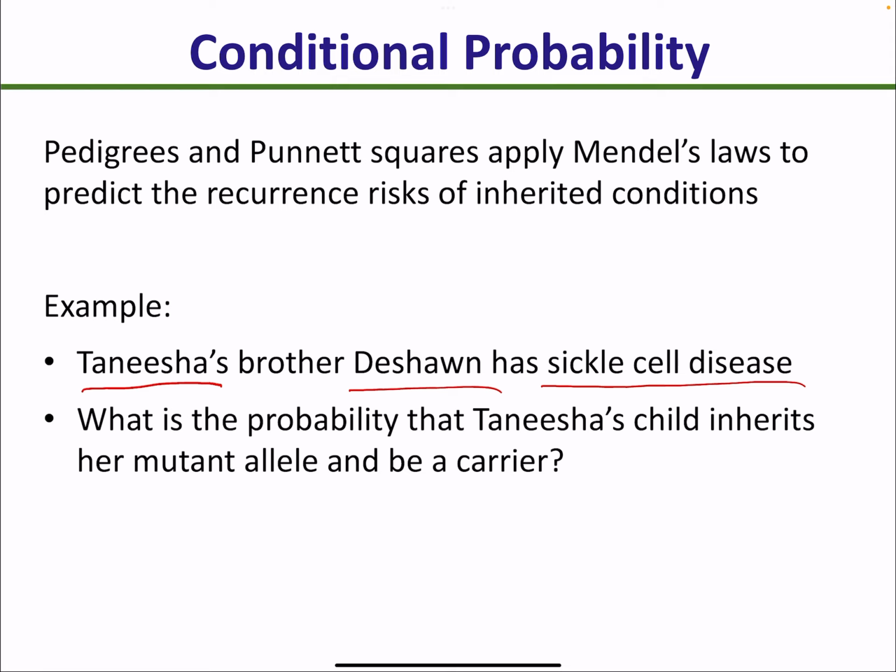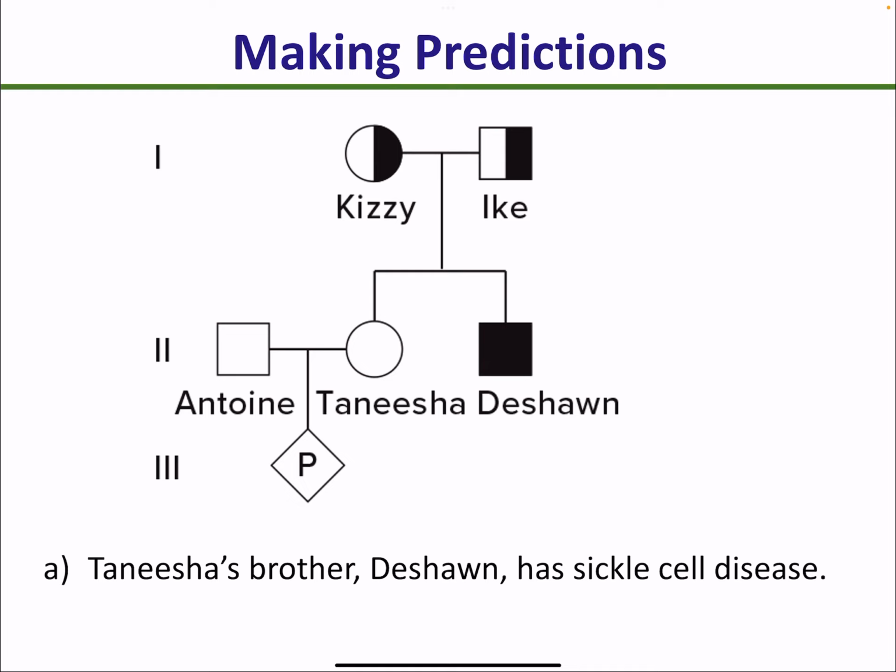Now, Deshaun has sickle cell. Tanisha does not have sickle cell. Now, let's dive into this situation. So remember, Deshaun has sickle cell. Tanisha, who is a girl, does not have sickle cell. Now, for Deshaun to have sickle cell, their parents, here Kizzy and Hike, they both have to be carriers. They both have to be carriers.